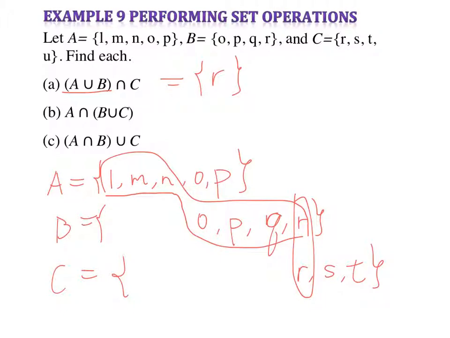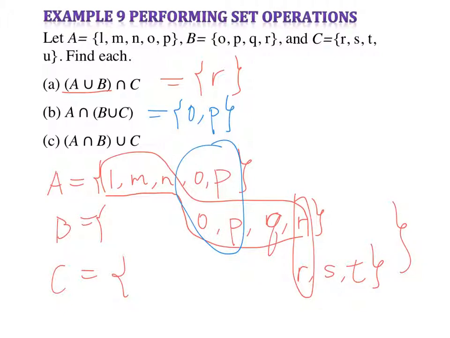Then let's look at the second one. A intersect B union C. B union C, you can see very easily, is O, P, Q, R, S, T if you add these two sets together. So that's B union C. The only two letters that intersect with the combined set, B union C, and the letters in set A are O and P. So I can say the answer for that is the set with O and P in it. That's how visually this thing helps me out.